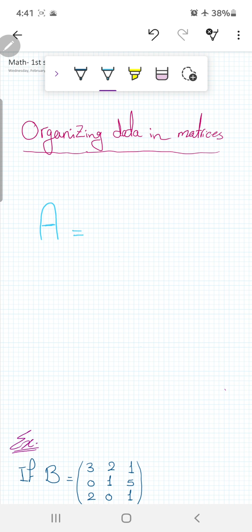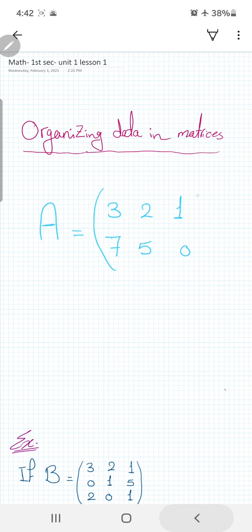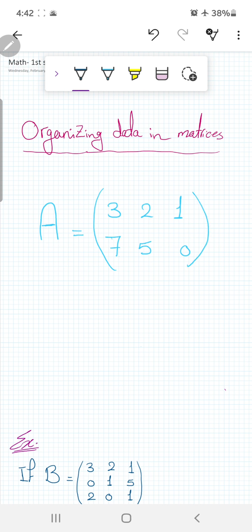This matrix consists of a number of elements, and these elements we write in rows and columns, like 3, 2, 1, 7, 5, 0. Here we have two rows, the first row and second row, and we have 1, 2, 3 columns. So any matrix is denoted by a capital letter and consists of a number of elements in rows and columns.